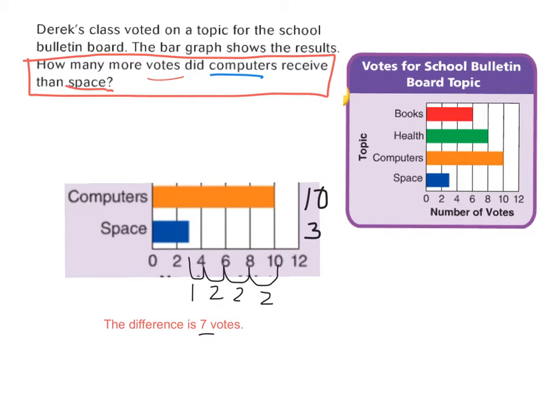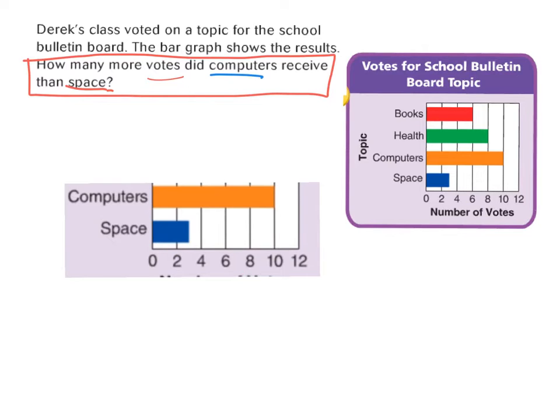Another way to find the answer to the question, how many more votes did computers receive than space, would be to write a number sentence. So let's see how that would go. Since the question is asking how many more votes did computers receive than space, we know that we are comparing something. So definitely it is not combining, so it won't be addition. Remember, when we are comparing, that has to be subtraction.